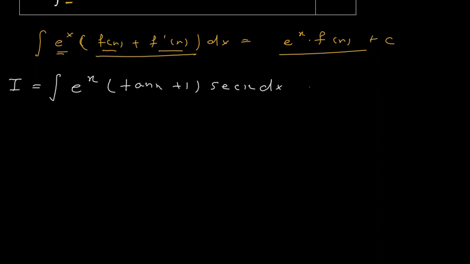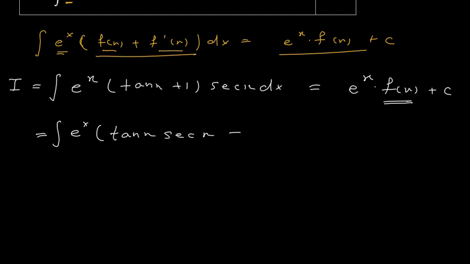Now they have given this is equal to e power x into f(x) plus c, and we have to find what is the value of f(x). Now this left hand side, if we see, this is e power x. If I open this bracket, we have tan x sec x plus sec x into dx. This is equal to e power x into f(x) plus c.